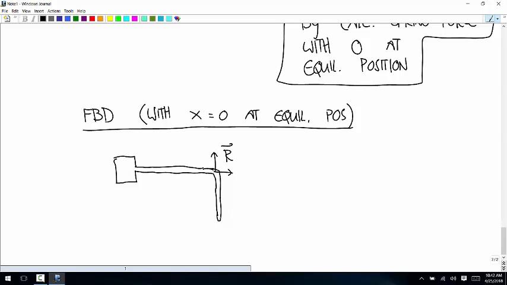Okay, and then spring force is negative 500 x. If you have a positive x, it moves this way, and then it compresses the spring, and so the spring pushes back on it.